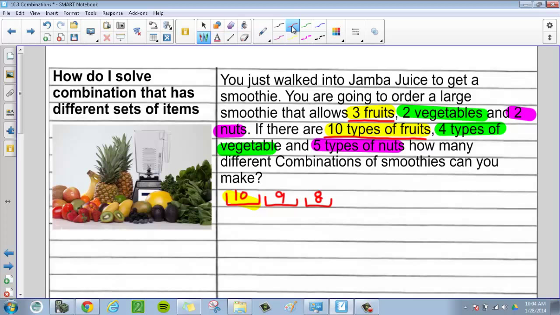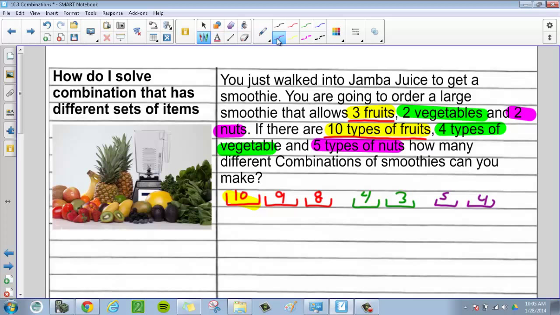Okay? And then we'll move on to the vegetables. Now there are 2 vegetables I can put in my smoothie, and there's 4 to choose from, so I can choose 4 for the first one and then 3 for my second one. And then let's go now to the nuts. Remember, I could put 2 nuts in my smoothie, so there's 2 buckets for that, and there's 5 to choose from, so that's 5 times 4.